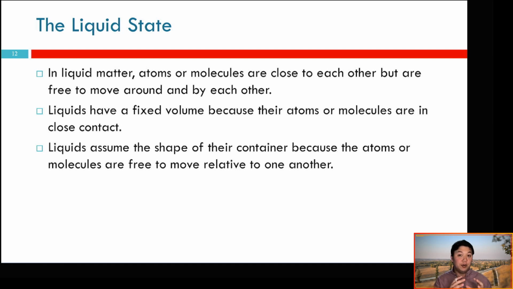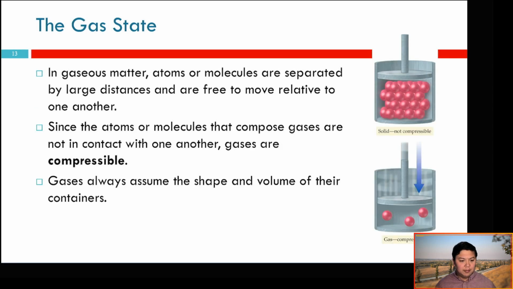So they have a fixed volume, but because they move around each other, they are free to change their shape, and they will take the shape of their container. Right? You pour water into a cup, it fills that cup, because they're free to move around each other. And we don't have an amorphous or crystalline category. There's not another sort of category for liquids.